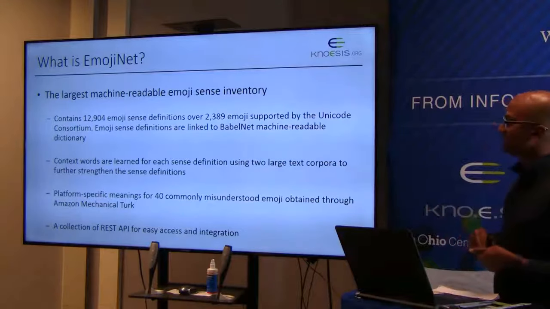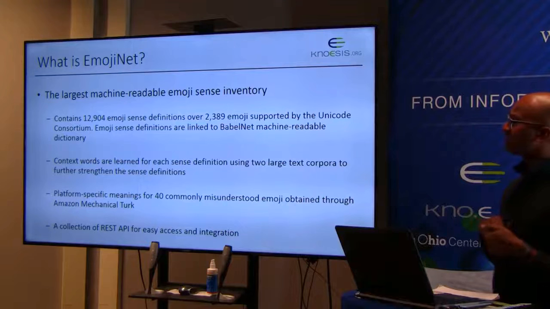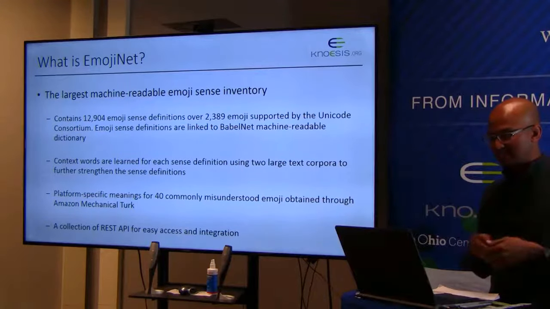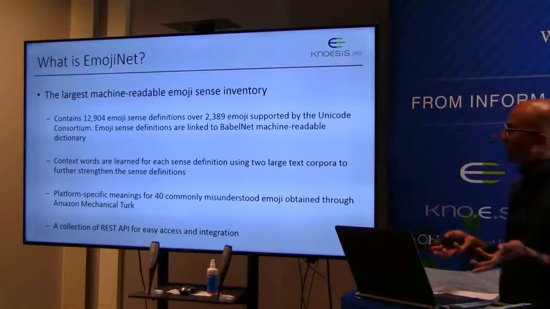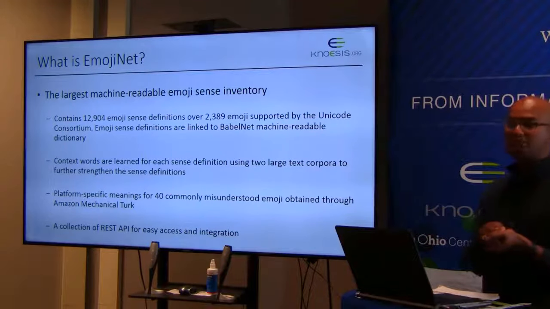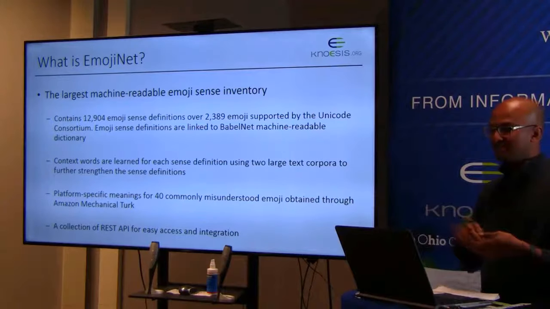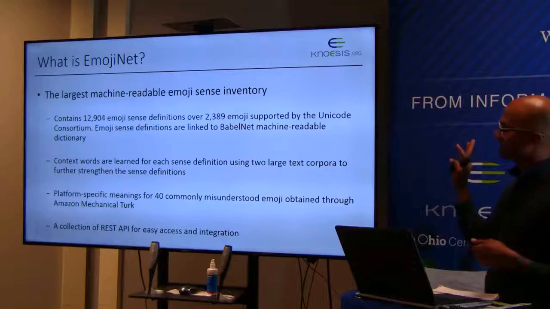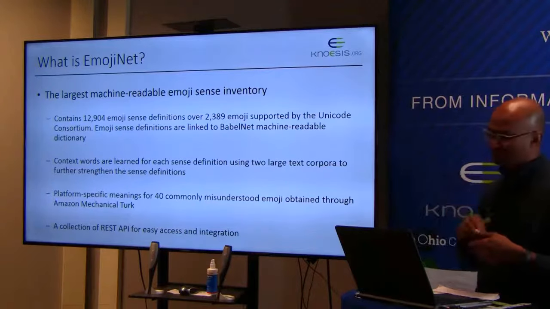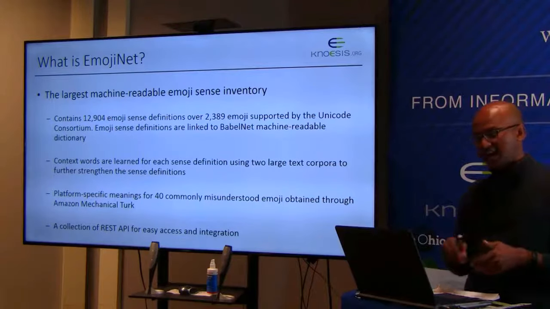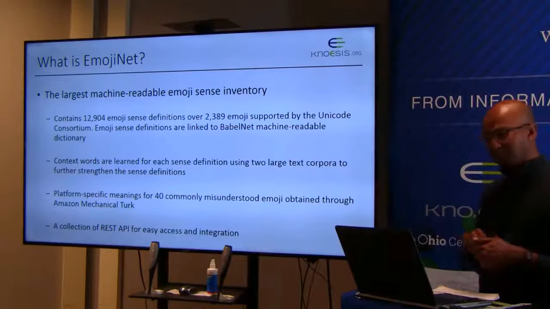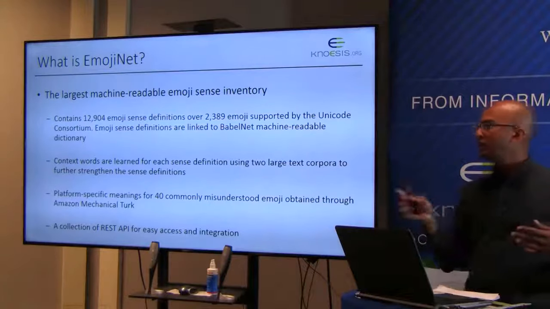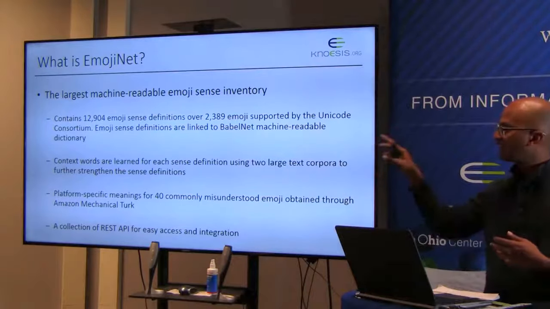To overcome these challenges, we built the largest machine readable emoji sense inventory. It contains close to 13,000 emoji sense definitions that are spread across close to 2,400 emojis, and we also have context words that are learned from two huge corpora for each and every sense definition in our resource.